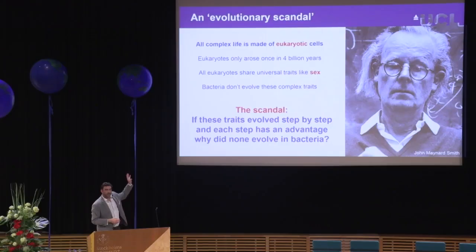So we know from that we share a common ancestor with plants and with algae and so on. And that common ancestor was already a complex cell. We can be fairly certain about that. It looked a lot like a modern eukaryote. And we know as well that bacteria don't seem to evolve any of those traits. They make a start very often, but they don't really do the same things that eukaryotes do.